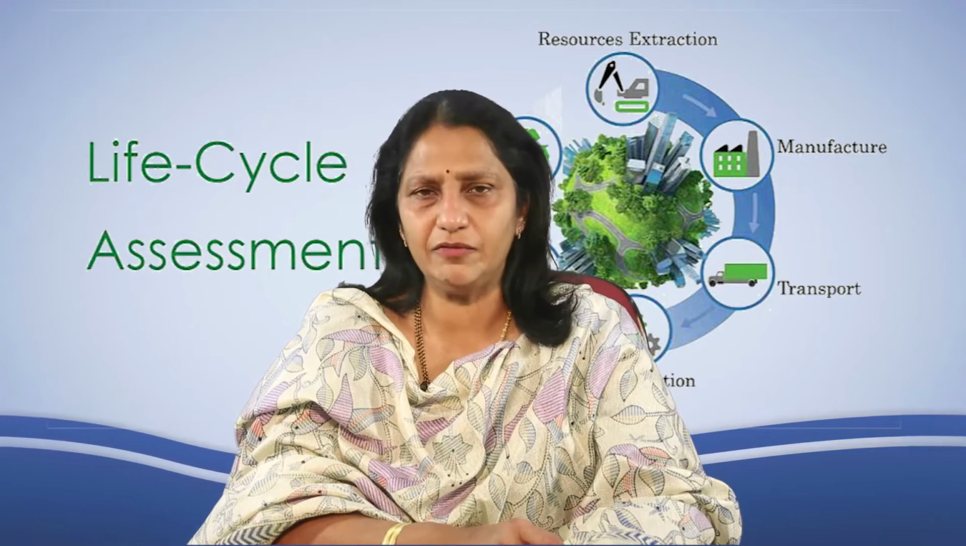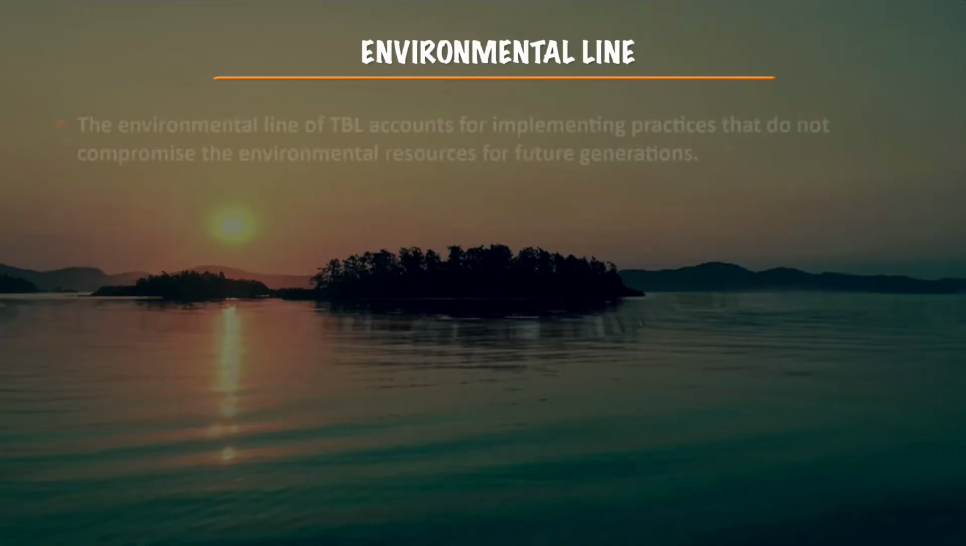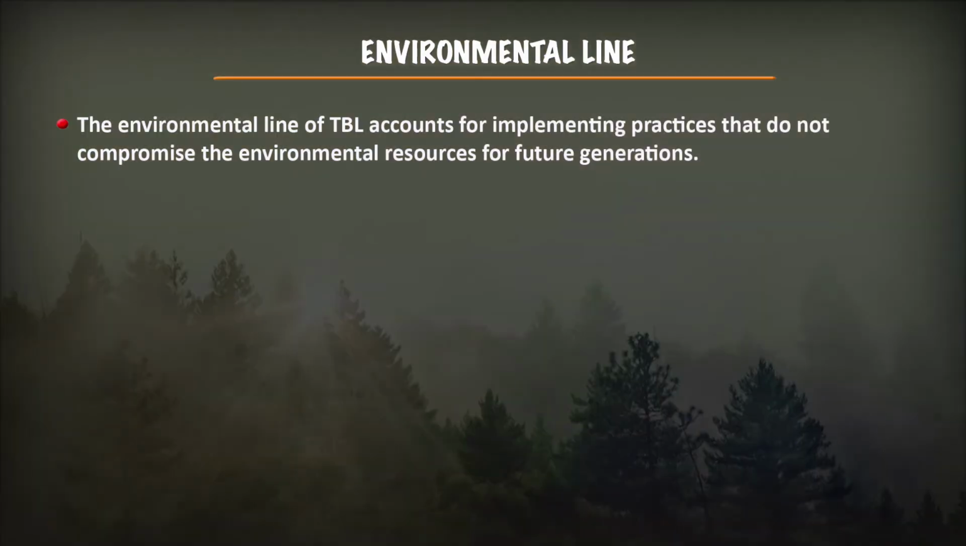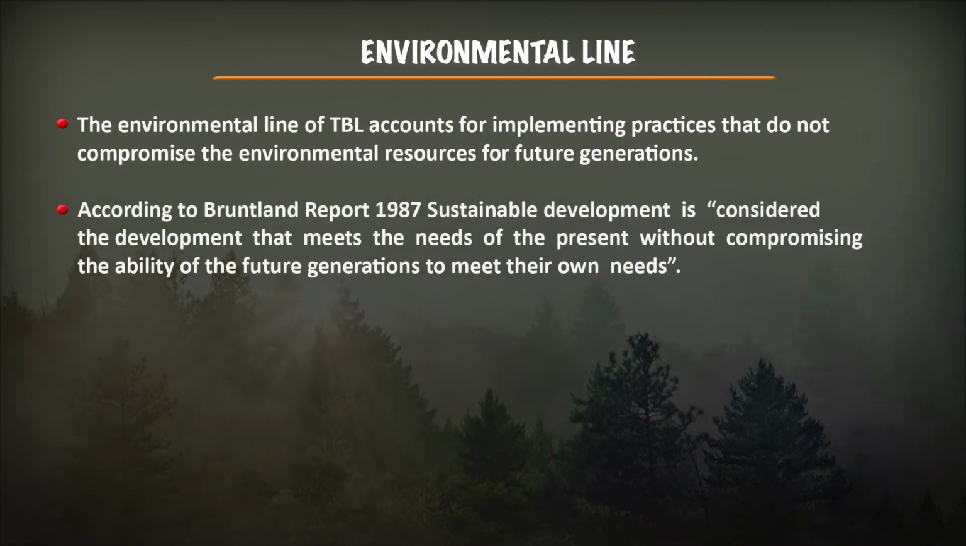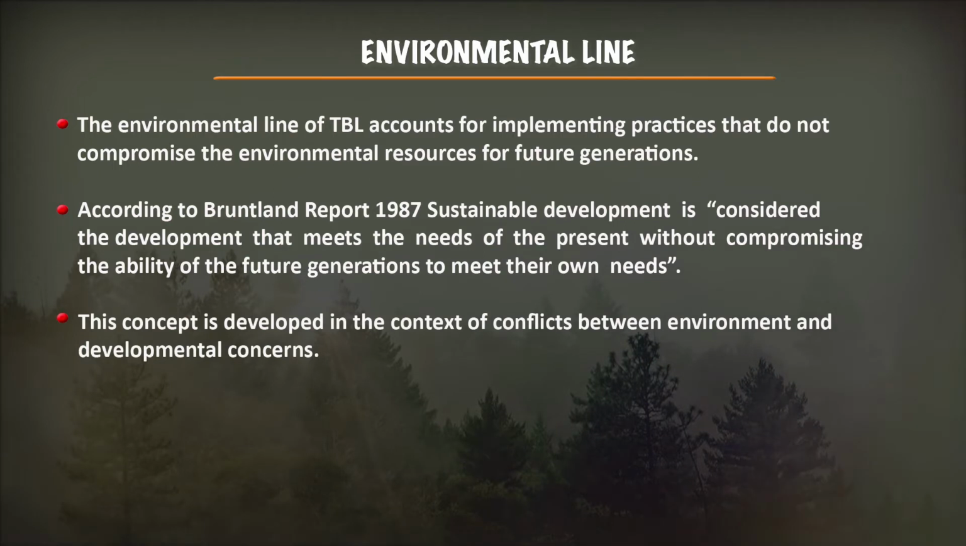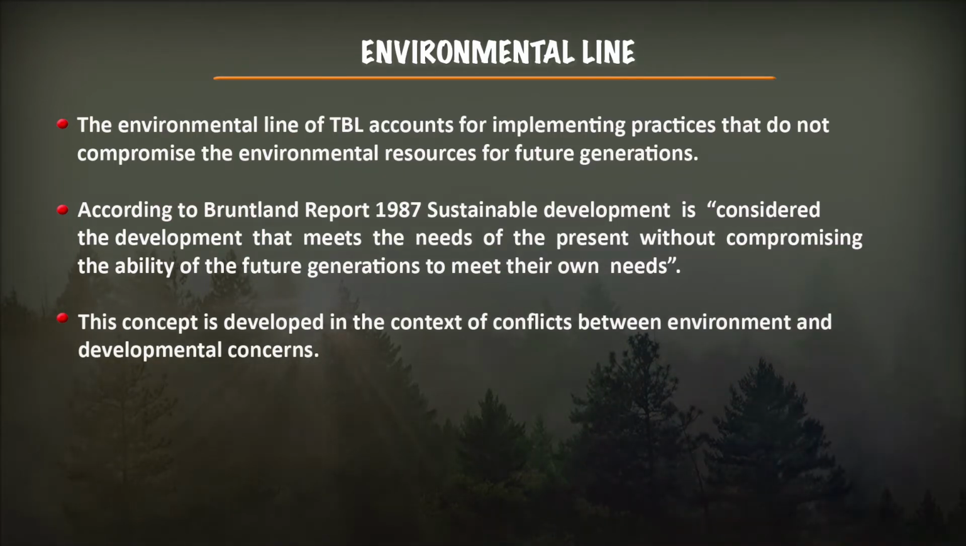If you see the environmental line of TBL, it accounts for implementing practices that do not compromise the environmental resources for future generations. So according to the Brundtland report in 1987, sustainable development is development that meets the needs of the present without compromising the ability of future generations to meet their own needs. This concept was developed in the context of conflicts between the environment and developing concerns.